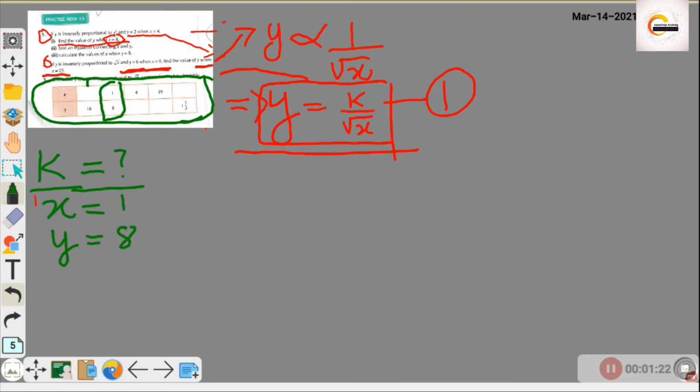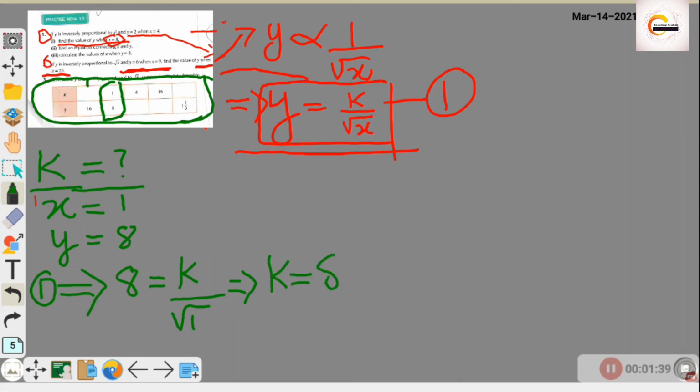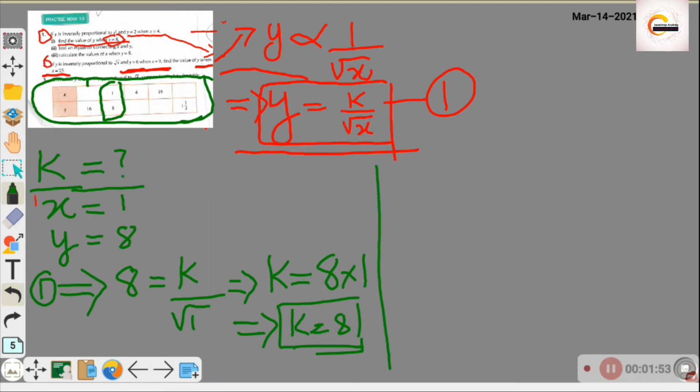x is equal to 1, y is equal to 8. Let's put the value in our formula. y is equal to k upon under root x, so 8 is equal to k upon under root 1. After cross multiplying, 8 multiplied by 1, the value of k is 8. Okay, so we have calculated the value of k. Now we are going to use this value of k in our formula and get the value of other variables.